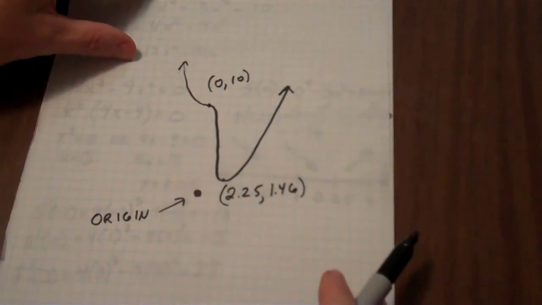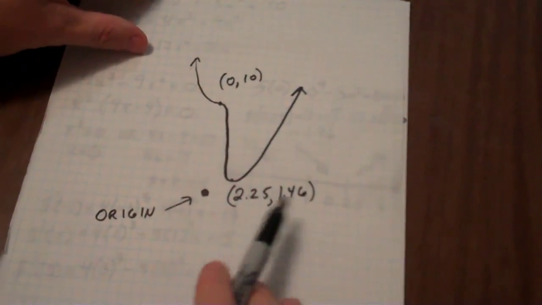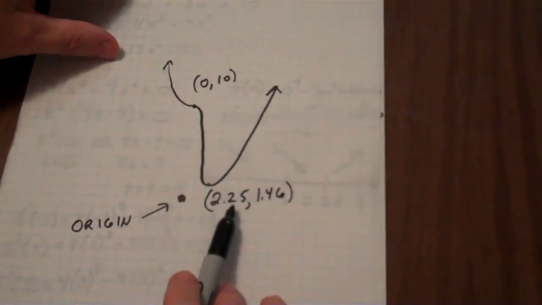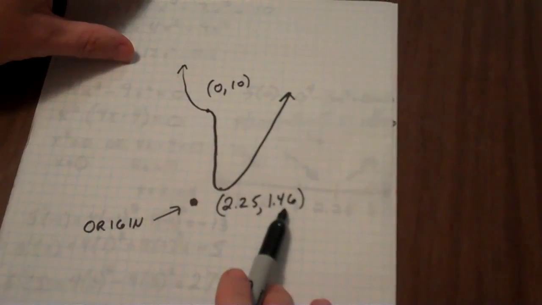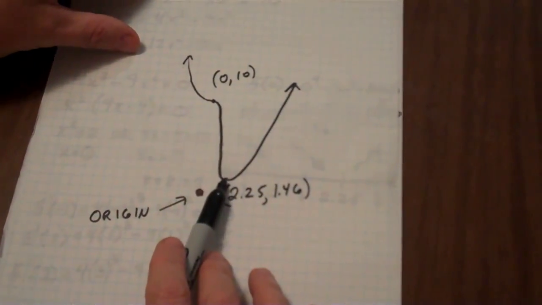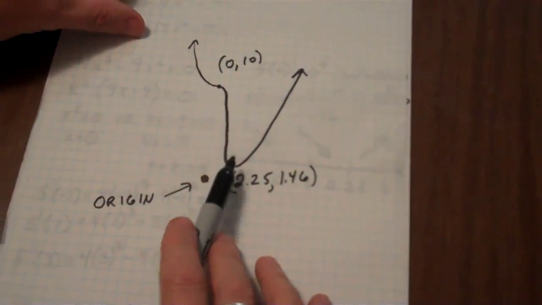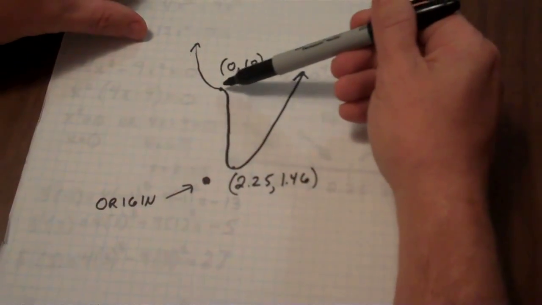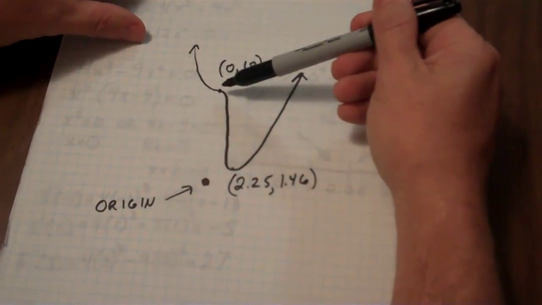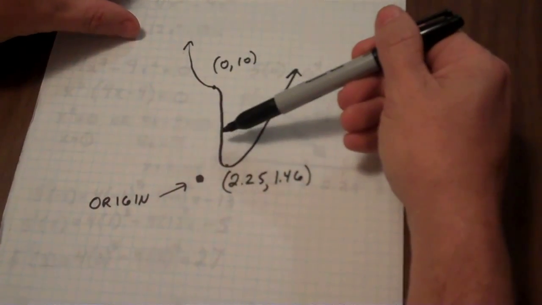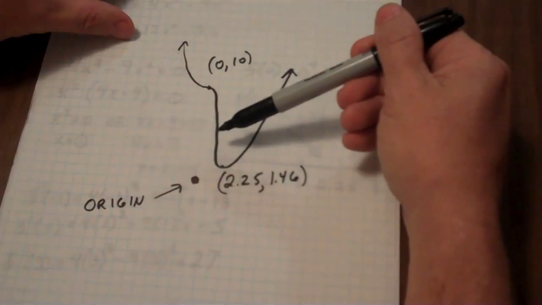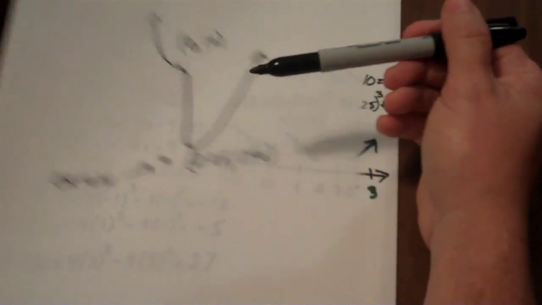Alright, let's explore again what's happening with our function. First of all, again, I think we have a minimum here when x was 2.25 and our function value was 1.46. So those are the coordinates of what I expect to be a local minimum. I expect that the point 0, 10 is an inflection point, and I anticipate that there'll be another inflection somewhere in this area on the curve. So let's use the second derivative now to explore this.